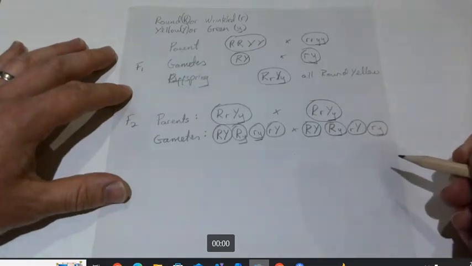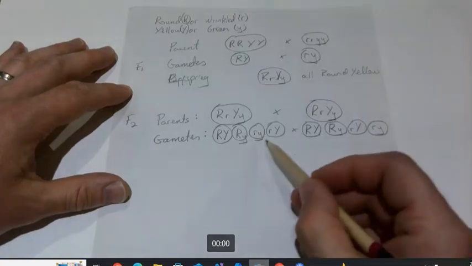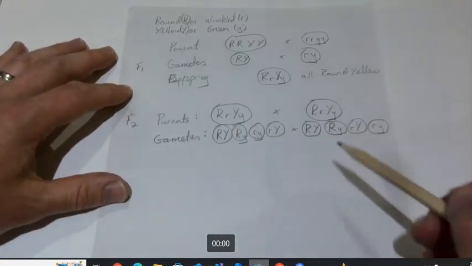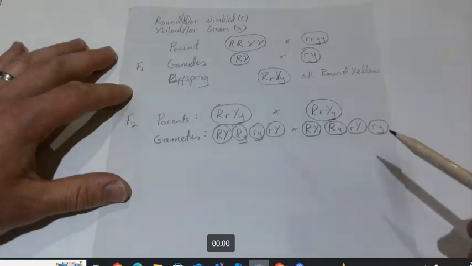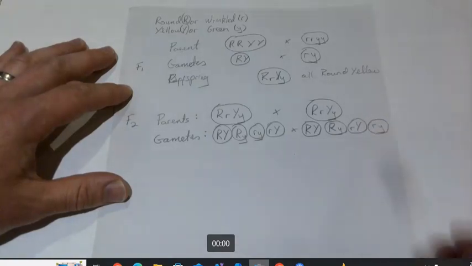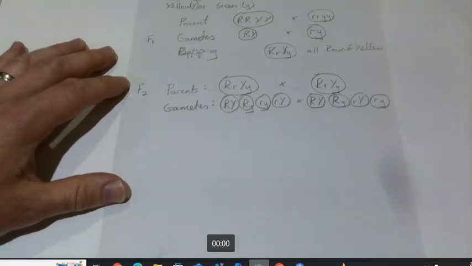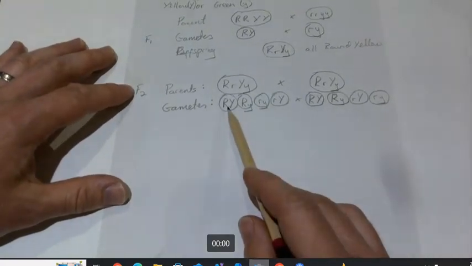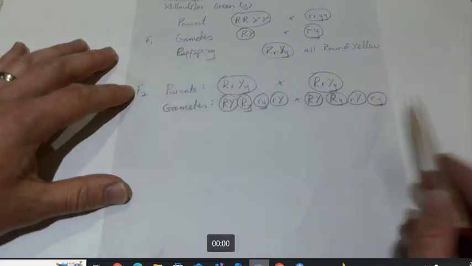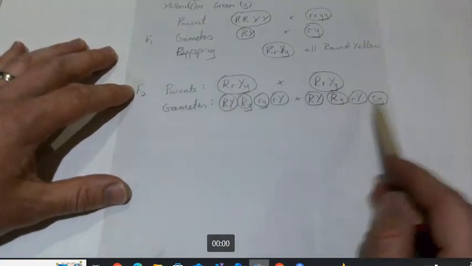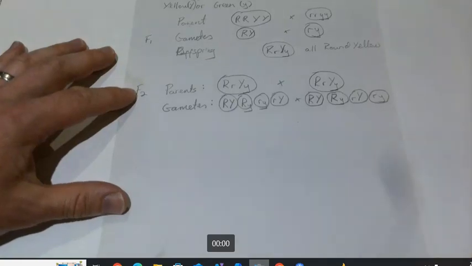Now, we can see there are 4 possible gametes in the first parent and 4 possible gametes in the second parent. So we're going to have a lot of possible combinations when fertilization occurs. You could have this gamete joining with any of these, that gamete joining with any of these, and so on. So really this is quite complicated.